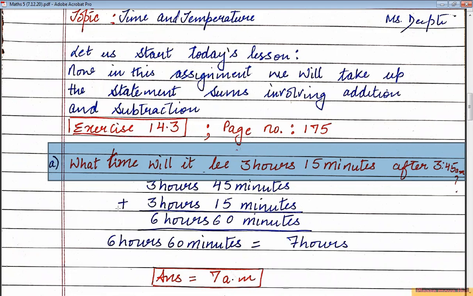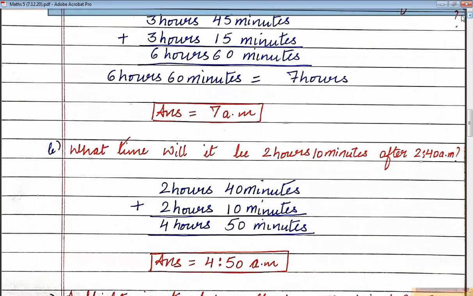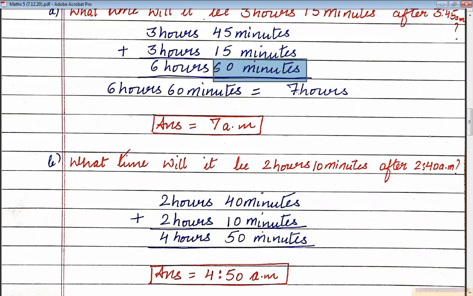So now after adding, you will get 6 hour 60 minutes. What is your answer? 6 hour 60 minutes. Now children, you know that 60 minutes means 1 hour, because 1 hour means 60 minutes. So instead of writing this 60 minutes, you can say it is 1 hour. So now your 6 hour will become 7 hours.